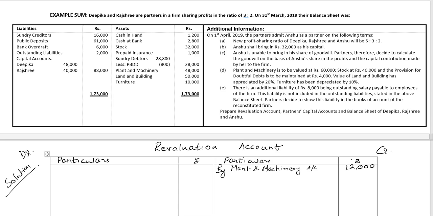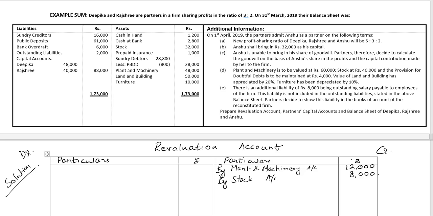Stock is to be valued at 40,000 rupees. The book value of stock is 32,000 rupees. So there's an increase in stock value by 8,000 rupees. By stock account, 8,000 rupees.